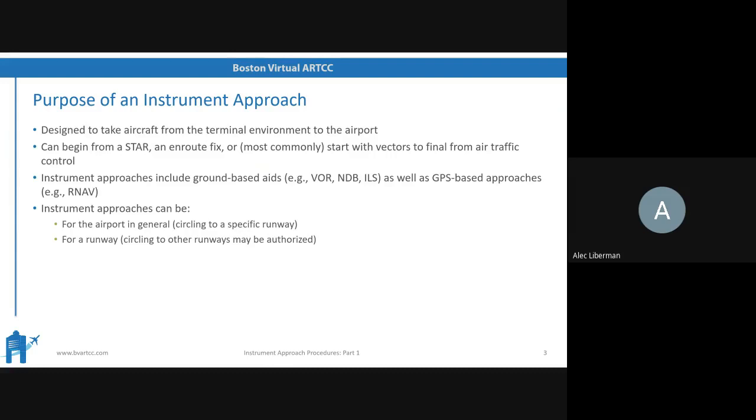Instrument approaches can include anything. They can be driven from ground-based aids like a VOR, an NDB, or an ILS, as well as GPS-based approaches that use onboard aircraft equipment. Instrument approaches can be just to the airport in general, or they can be to a specific runway with circling to other runways authorized.